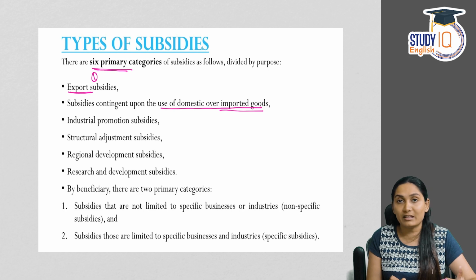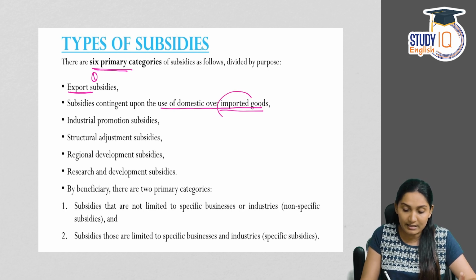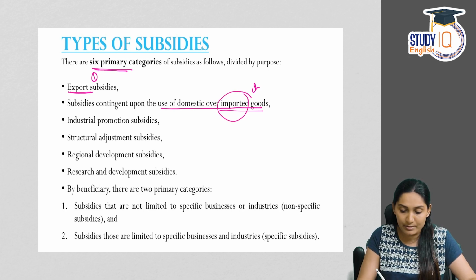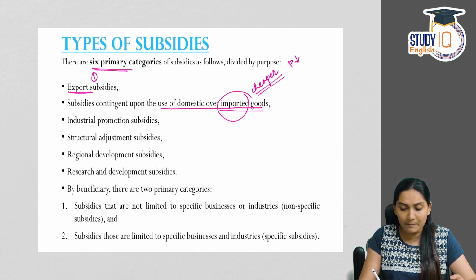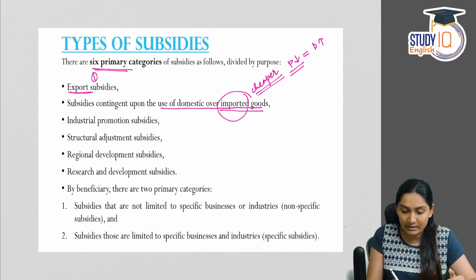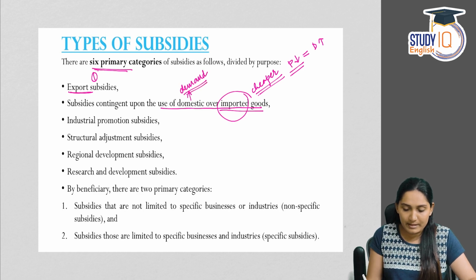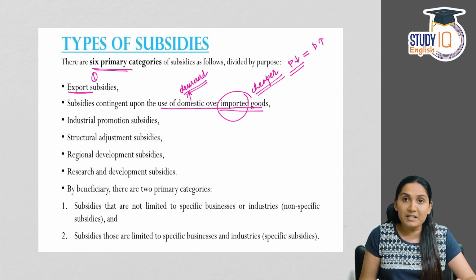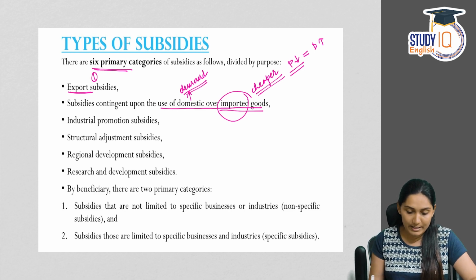What is the problem with regard to imported goods? They are cheaper as compared to domestic goods. Now when the prices are low, the demand will be high for the imported goods. This can affect the demand of the domestic goods. Demand of domestic goods can be affected. So subsidies are given in order to promote domestic goods.